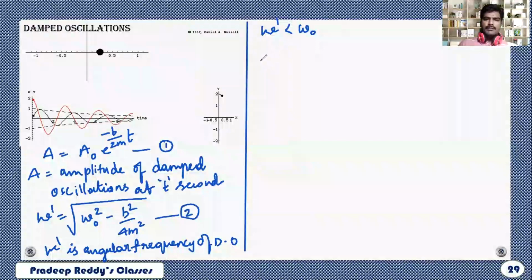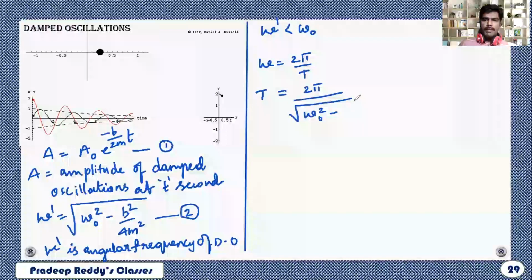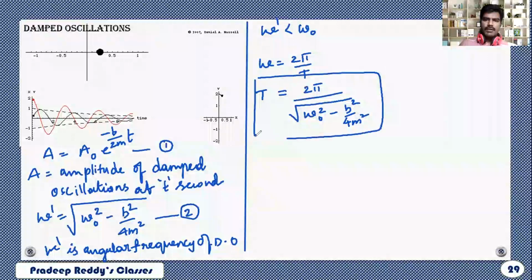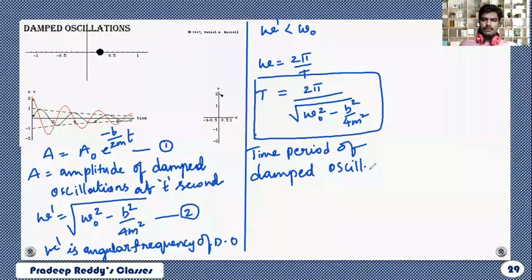That means angular frequency decreases. So clearly, as you know, omega is equal to 2 pi divided by capital T. Therefore I can write time period T is equal to 2 pi divided by under root omega naught square minus b square divided by 4m square. This is the equation for the time period of damped oscillations.